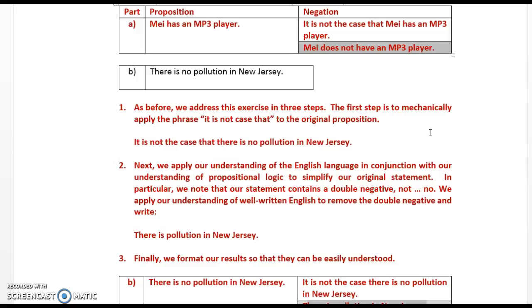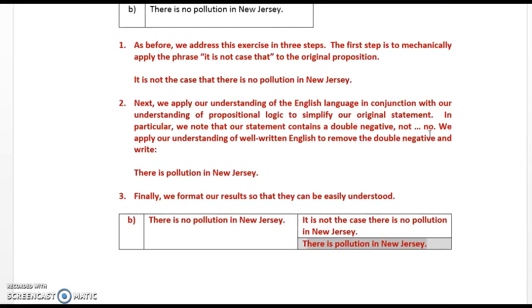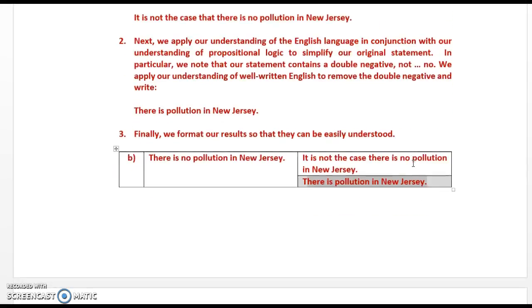The first step is to mechanically apply the phrase, "It is not the case," to the original proposition. It is not the case that there is no pollution in New Jersey. Next, we apply our understanding of the English language in conjunction with our understanding of propositional logic to simplify our original statement. In particular, we note that our statement contains the double negative, "not, no." We apply our understanding of well-written English to remove the double negative and write, "There is pollution in New Jersey."